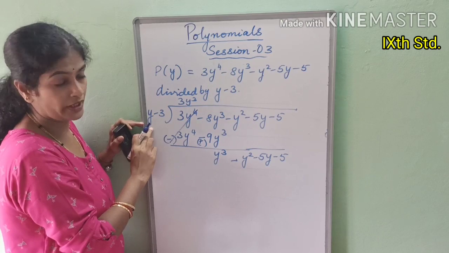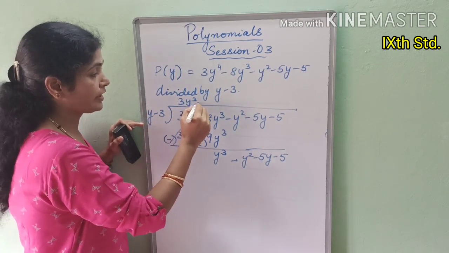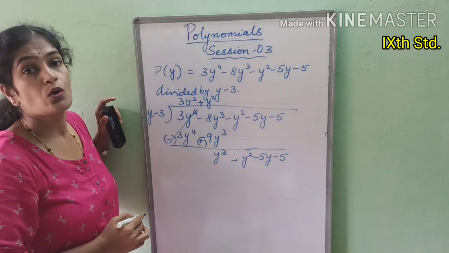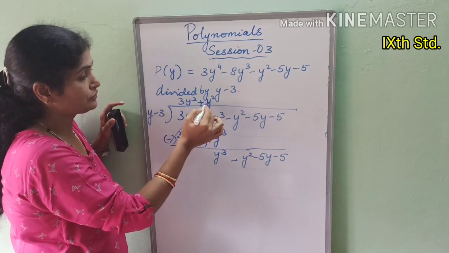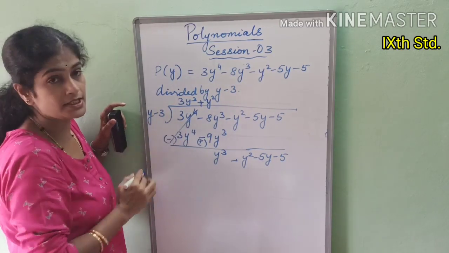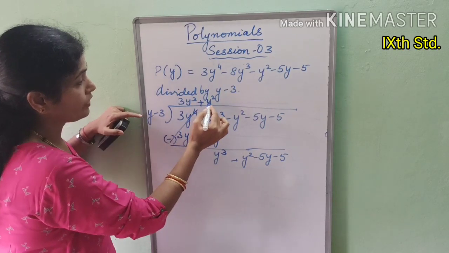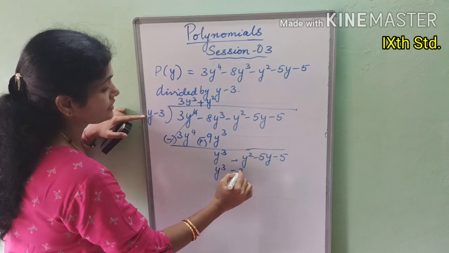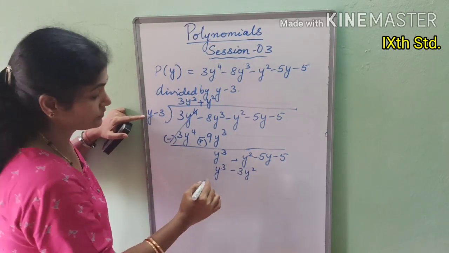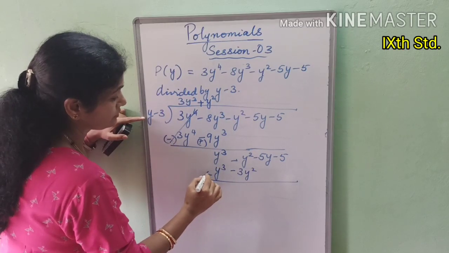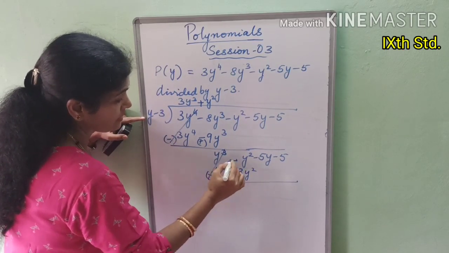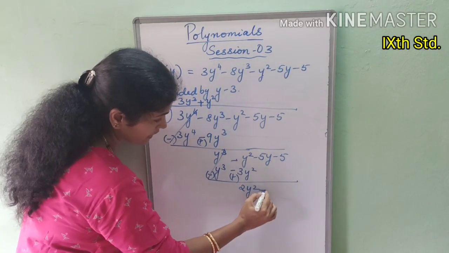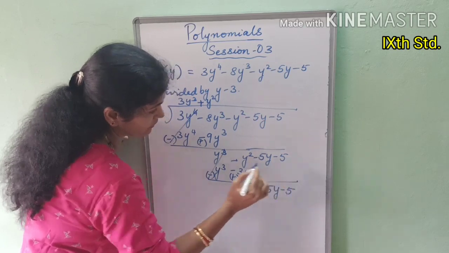Then to get the second term in the quotient, again this y cube will be divided by y. Y cube divided by y gives you y square, so it is plus y square there. Then each term of the divisor is multiplied by this second term of the quotient. So y square into y gives you y cube, then minus 3y square. Then subtraction, so the sign changes, so here it becomes 2y square, correct. Then bring the other terms down, 5y minus 5.